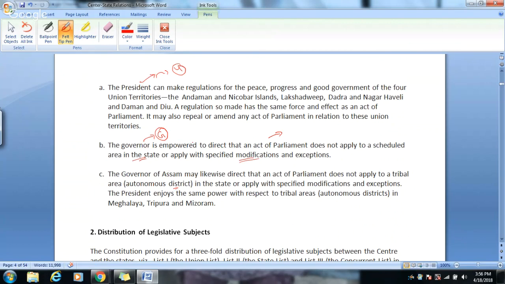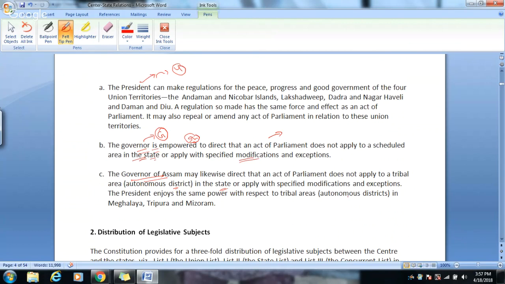So here we see the governor is empowered to direct that an act of Parliament does not apply to the scheduled area. So in all the states, the governor is empowered. But the governor of Assam may likewise direct that an act of Parliament does not apply to a tribal area, that is an autonomous district in the state, or applies with specified modifications and exceptions. So this is particular to the governor of Assam, and the former is for all states' governors.